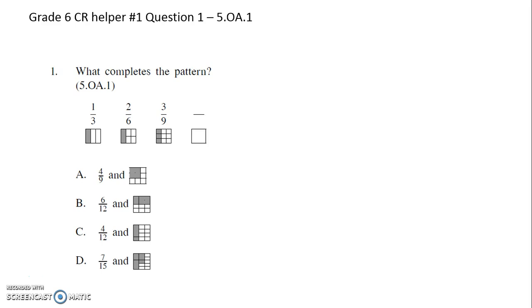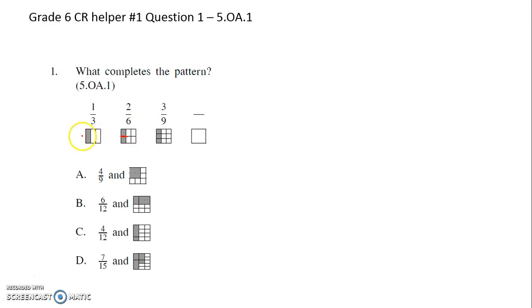It says, what completes the pattern? All right, so as I look at my pattern, I have 1/3, then 2/6, then 3/9, and what they want me to do is fill in the next fraction. Then if I look here, part of that picture is missing. As I look here, this is 1 out of 1, 2, 3 boxes. This is 2 out of 1, 2, 3, 4, 5, 6 boxes. This is 3 out of 1, 2, 3, 4, 5, 6, 7, 8, 9 boxes.